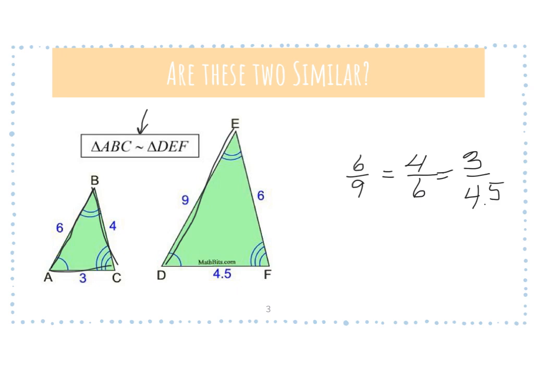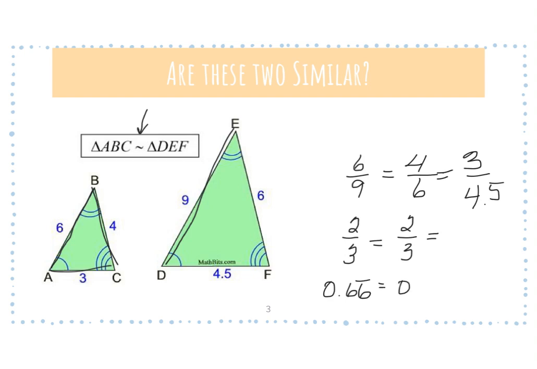So I'm going to go ahead and work on this one. 6 to 9 would reduce to 2 to 3. 4 to 6 would also reduce to 2 to 3. But could 3 to 4.5 reduce to 2 to 3? Now 2 to 3 is the same as 0.666 and so on. So I'm going to try that on my calculator and see 3 divided by 4.5, also the same.